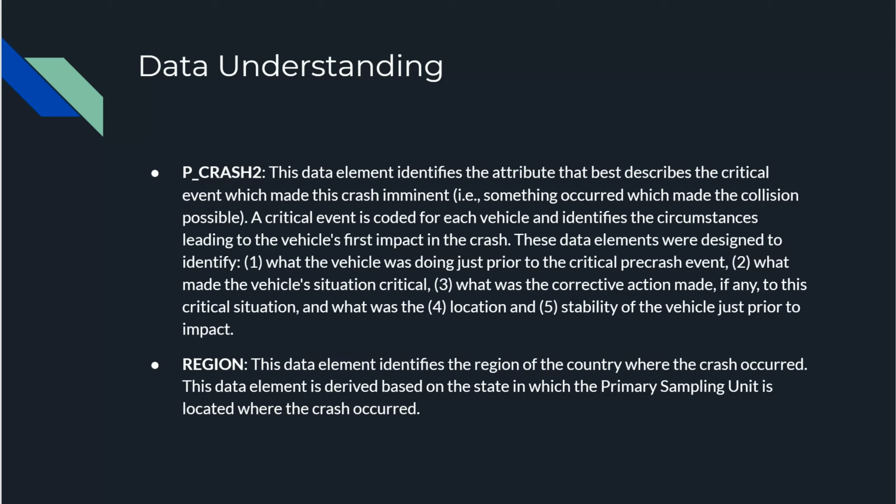1. What the vehicle was doing just prior to the critical pre-crash event, 2. What made the vehicle's situation critical, 3. What was the corrective action made, if any, to this critical situation, and 4. What was the location, 5. And stability of the vehicle just prior to impact. Region. This data element clearly just defines which part of the country the crash occurred.